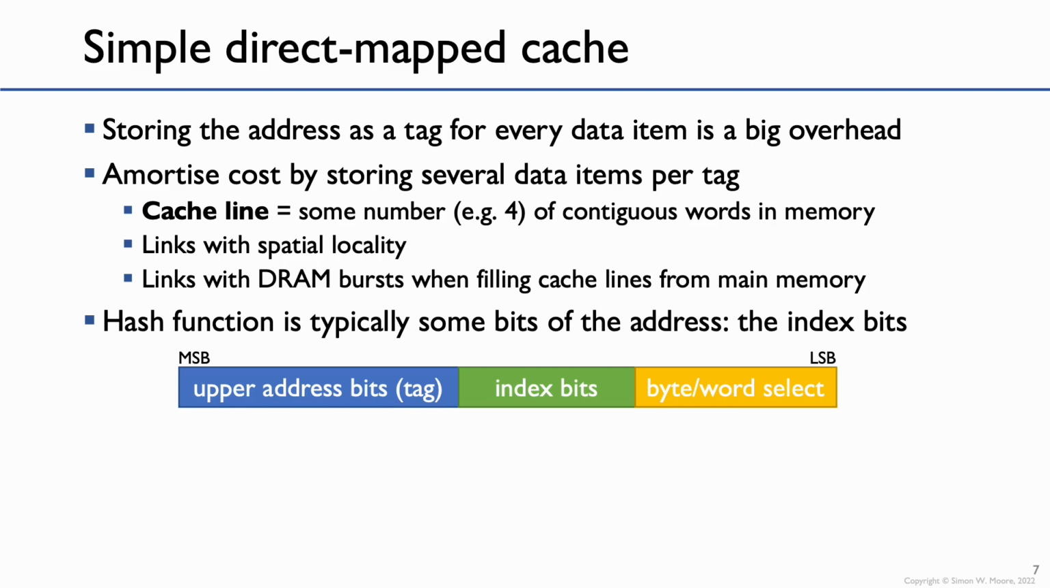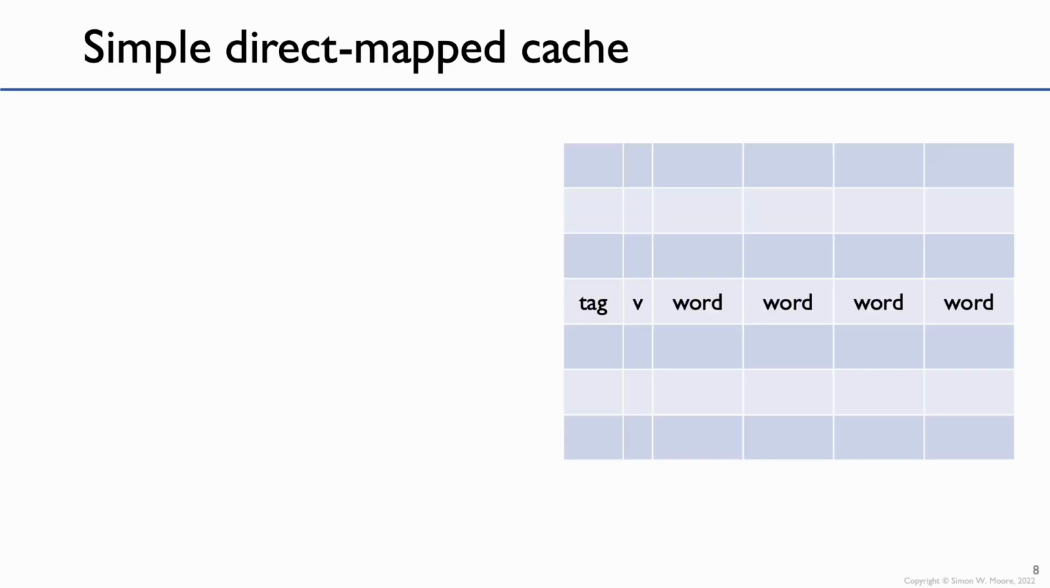And this links nicely with the spatial locality idea, and also with the idea of DRAM bursts, so that if we need to fill a cache line, we can do so by just reading a burst out of DRAM. The actual hash function to do the index into the direct mapped cache is usually just some bits out of the address, and in fact we use the lower bits as a byte or word select. Then we've got the index bits, and then the upper address bits are the tag. So let's look at this graphic.